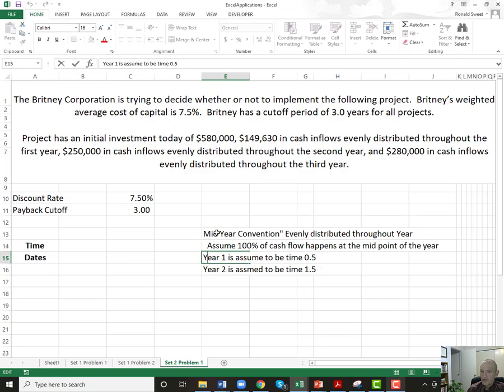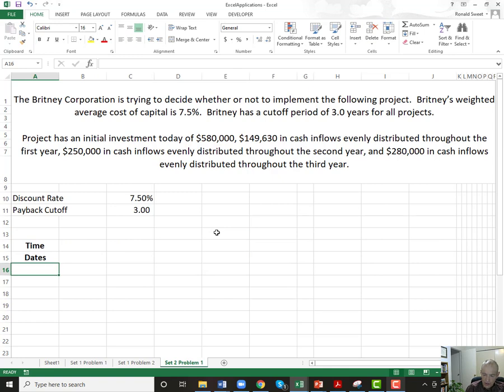So the cash flows that happen evenly throughout year 1, let's say it's January 1st and we have cash flows happening throughout 2021, we're going to assume all of those cash flows happen right at June 30th. And that way we'll kind of get the same thing as them being spread throughout the year. Year 2, we'll assume all those cash flows happen June 30th, 2022, right at time 1.5. All right, so that's our mid-year convention. We'll see this in the notes.